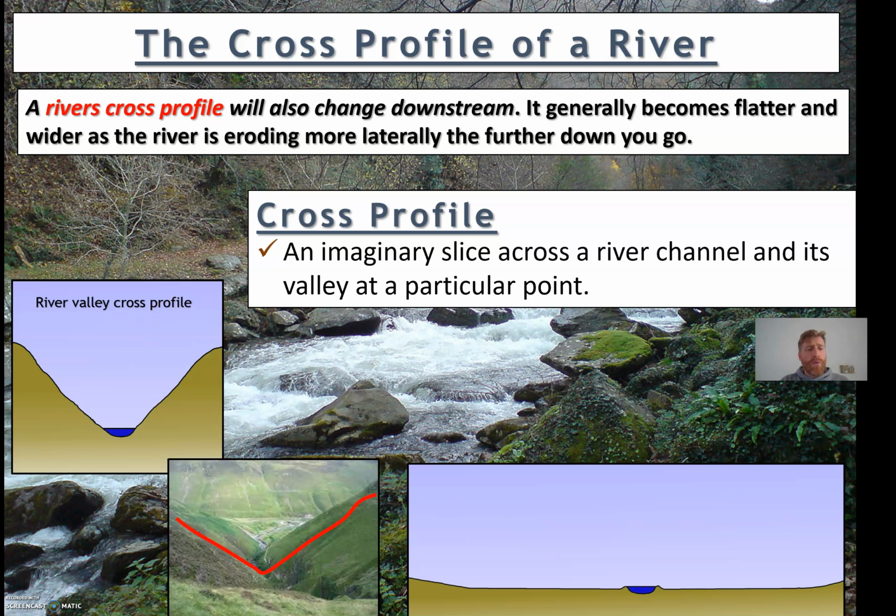Over here we've got the river cross profile of a V-shaped valley. This river cross profile is in the upper course of a river, and we can see that because the side of the valley is really steep. It looks like a letter V, as you can see here, and the river channel itself is very small. This one here is going to be the cross profile of a river in the lower course because the valley is very, very flat and very, very wide.